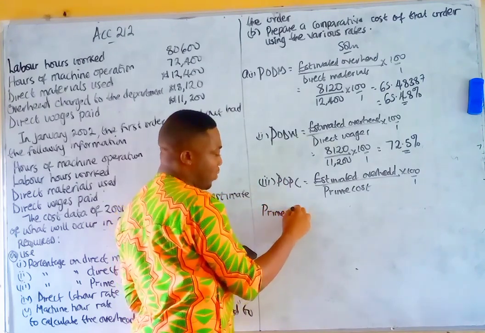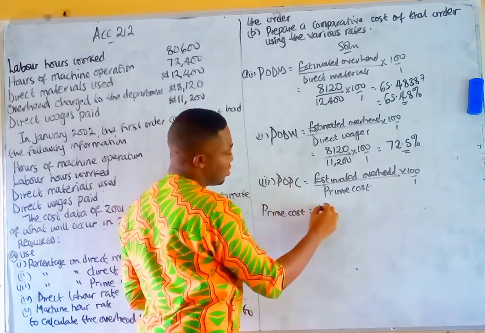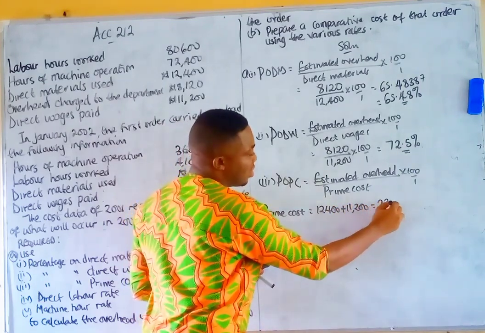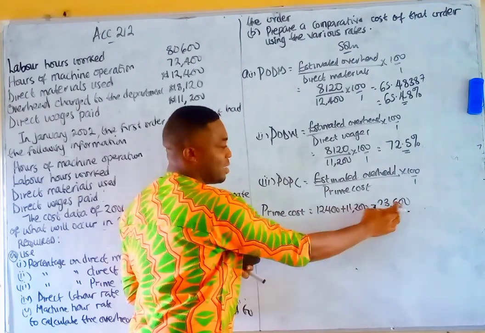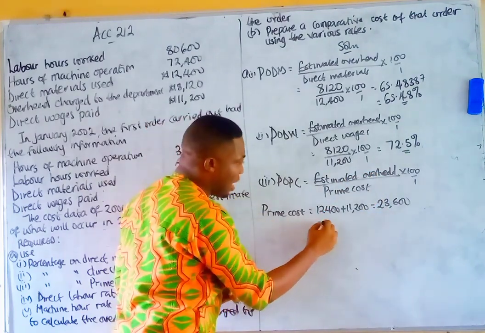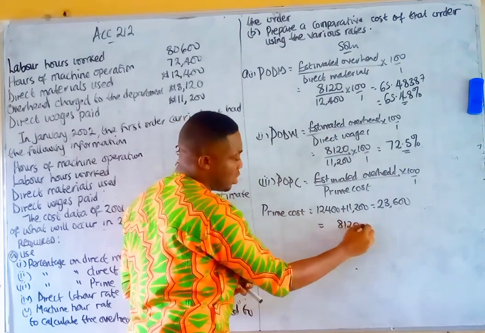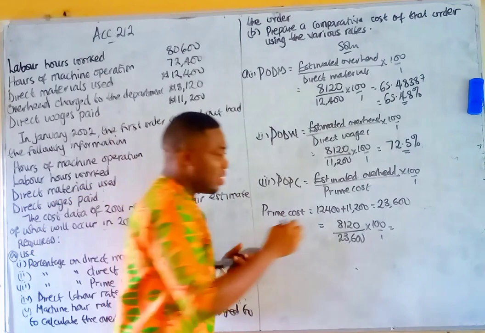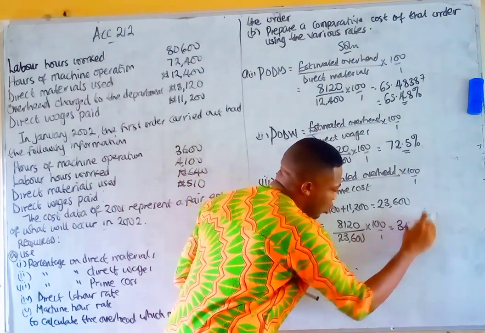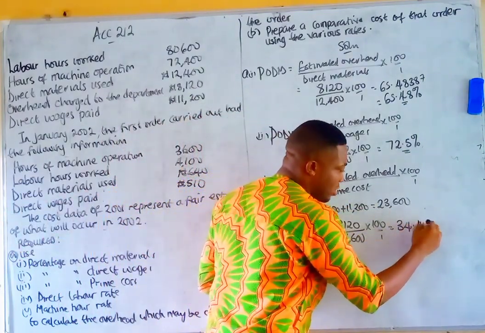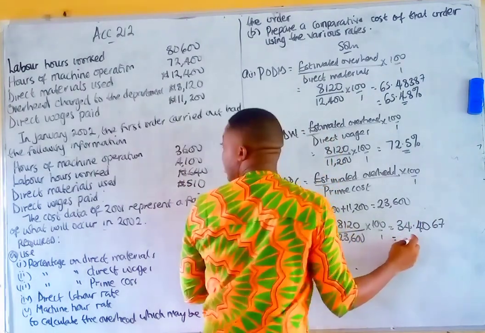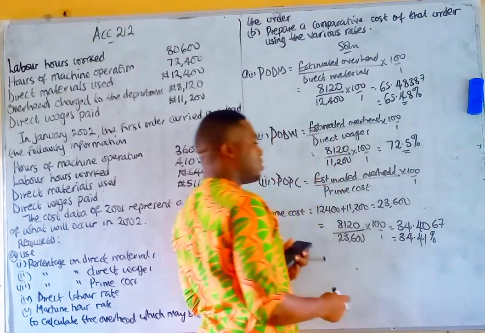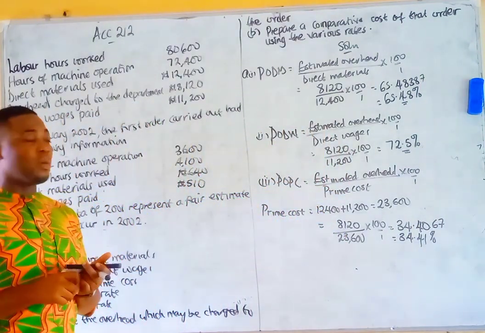Let's get our prime cost. Prime cost equals direct material, 12,400, plus direct wages, 11,200, which gives 23,600. Now this becomes our prime cost. Substituting into the formula, we have estimated overhead, 8,120, divided by 23,600, times 100 over 1. What do we have? 34.41%. So 34.4% is our percentage on prime cost.